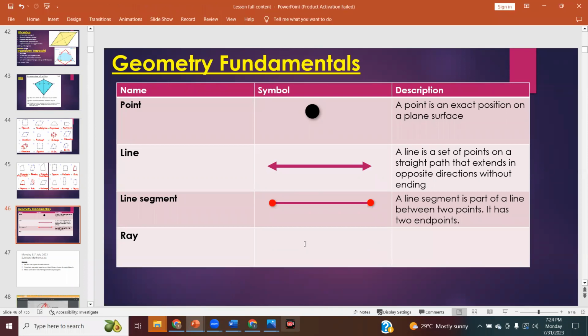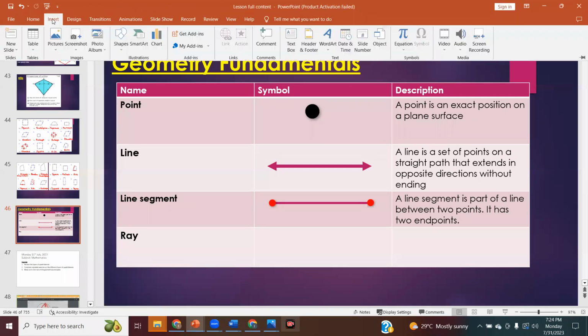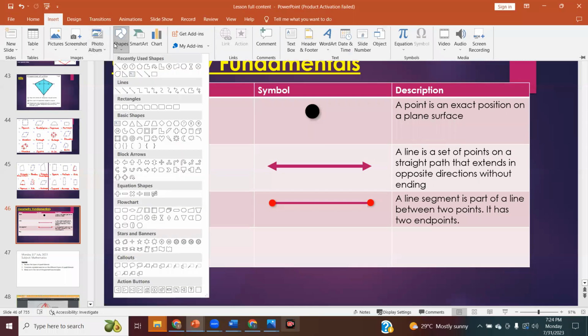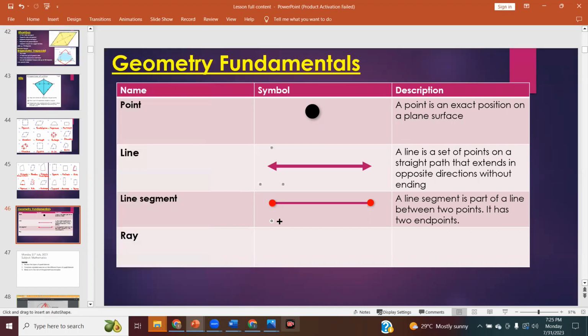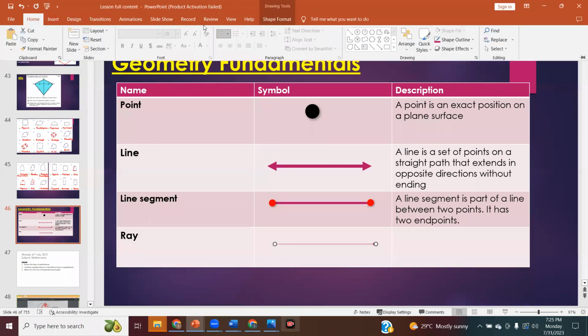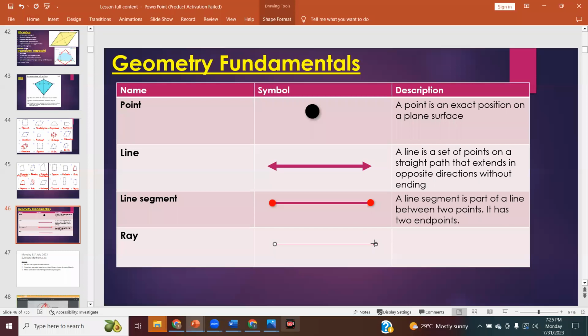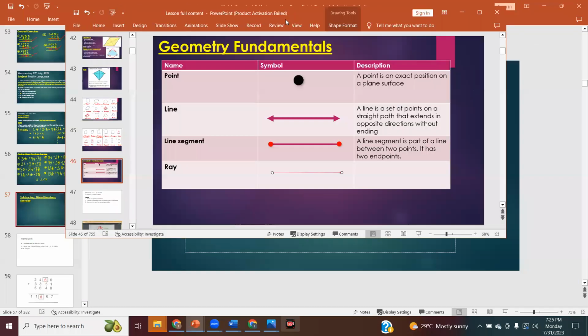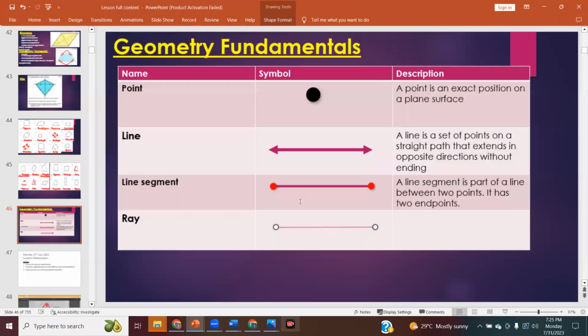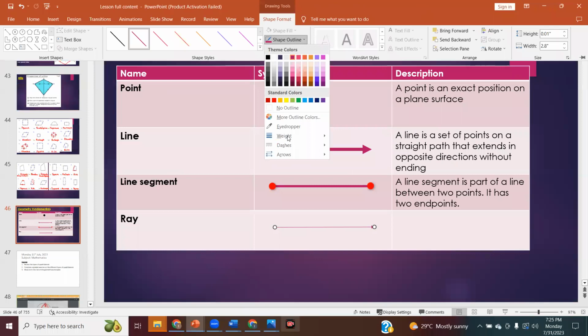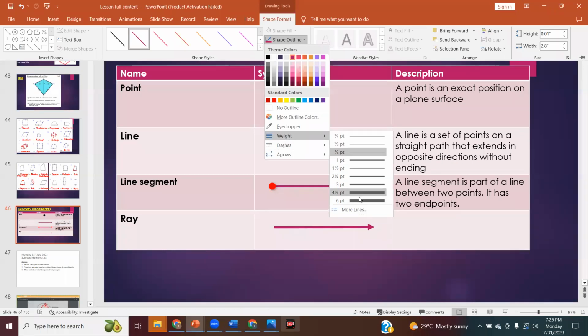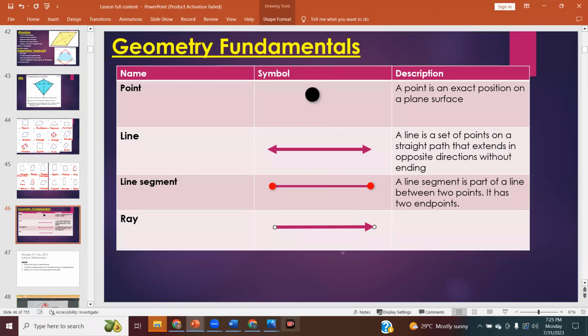The ray is basically a combination of a line and a line segment. So this is a ray right now. Right, this is a ray.